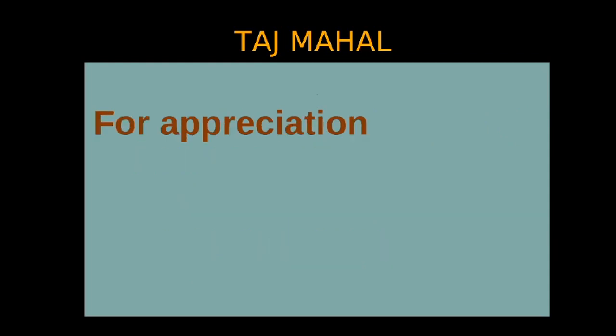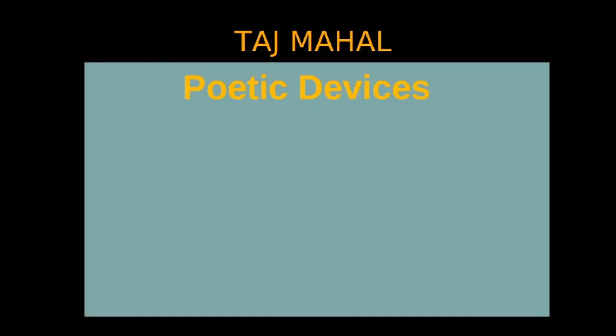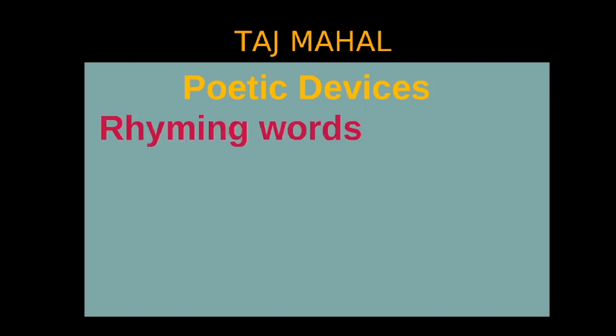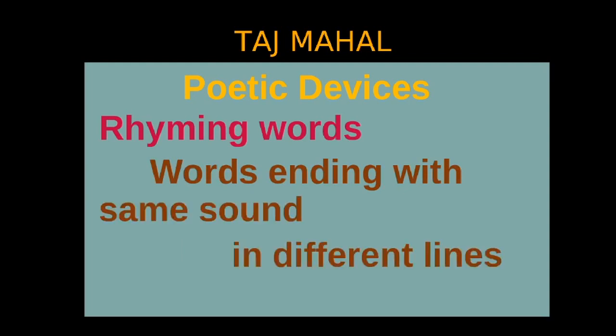For appreciation, we have to identify poetic devices in the poem. Come to the poetic devices in our lesson, Taj Mahal. So the first one is the rhyming words. Rhyming words are words ending with the same sound, but they are in different lines.